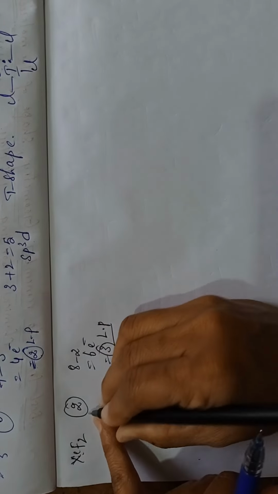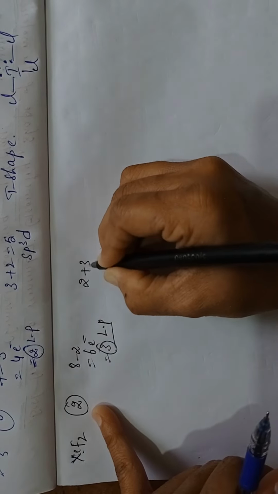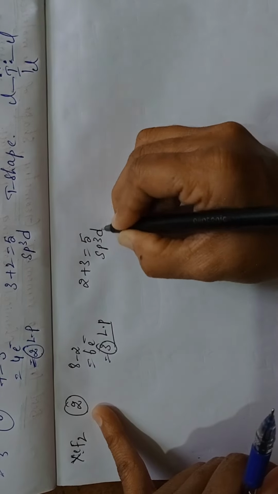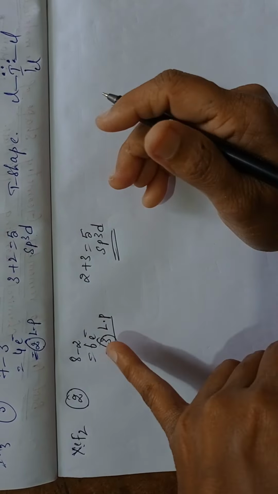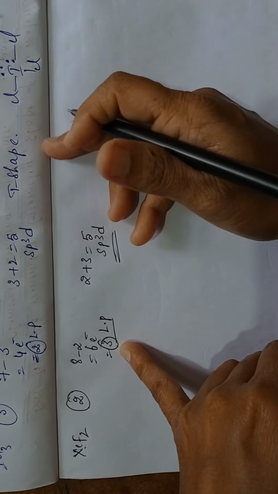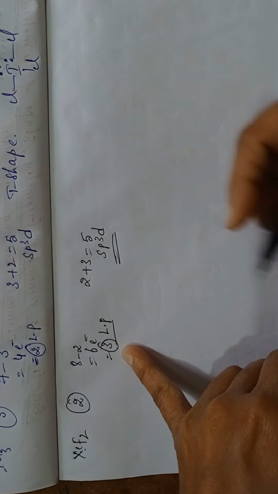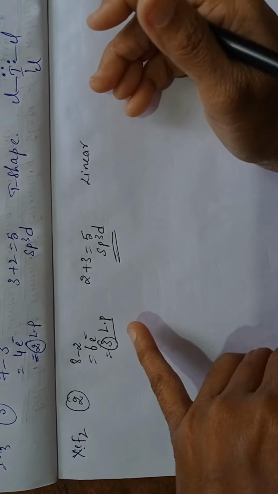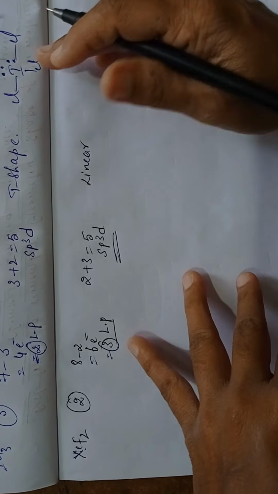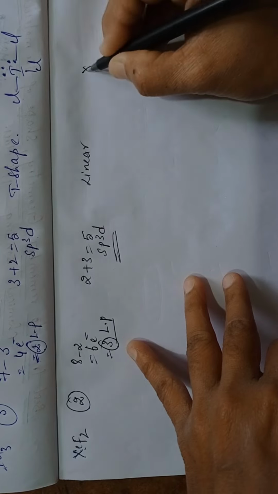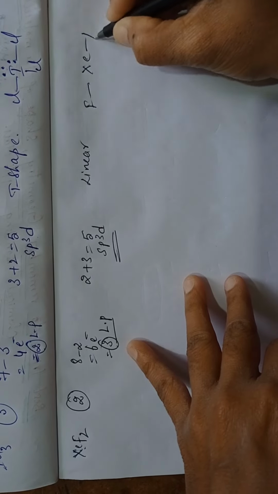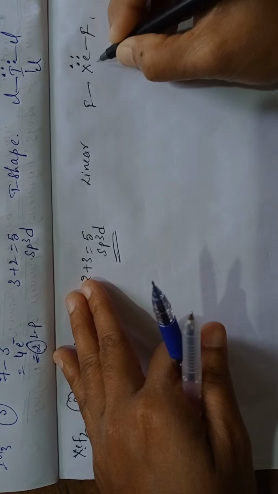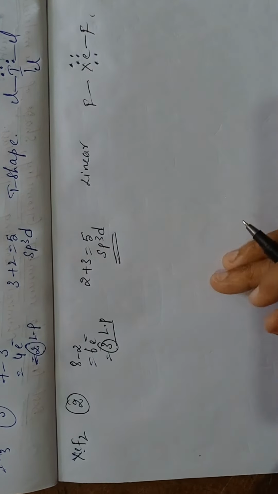Bond pairs plus lone pairs: 2 plus 3, you get 5. 5 means sp3d hybridization. With 3 lone pairs, what is the shape, students? The shape is linear. Clear? Linear shape. Then the geometry: linear means XeF2, total 3 lone pairs: 1, 2, 3.